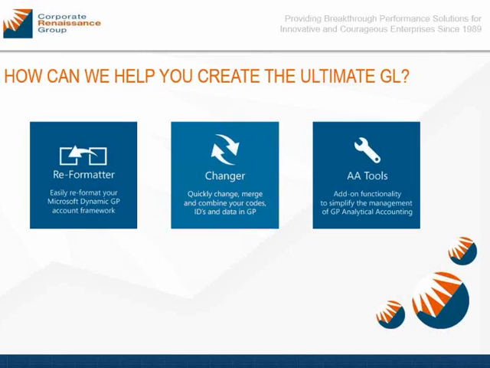We also know that if customers get heavily invested in analytical accounting, the time will come when they need to change analytical accounting codes and merge them together. And we have an analytical accounting Changer as part of the analytical accounting tool set to help with that. Basically to merge, consolidate, renumber analytical accounting dimensions that you may be tracking. So these three pieces really help us get to the perfect kind of ultimate GL structure. And that's how it comes together to work.